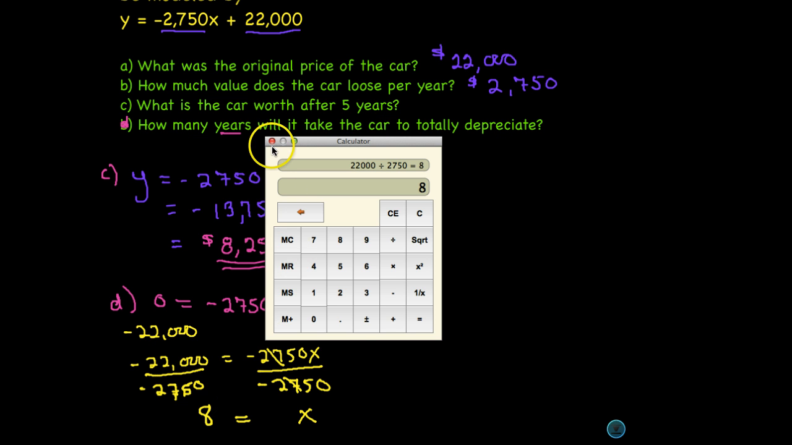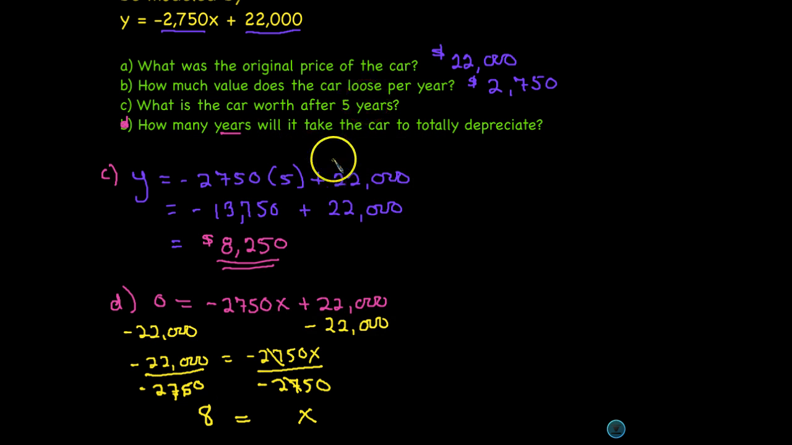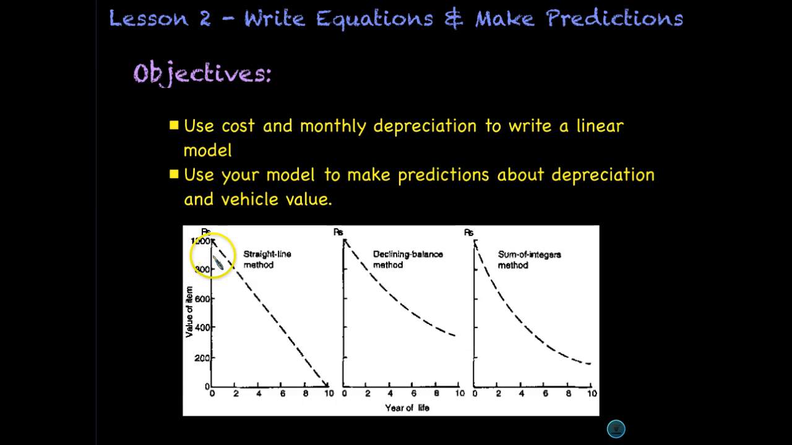So what does that 8 represent? When we're doing problems that represent contextual scenarios, we need to have labels on things. Well, this isn't $8, right? This is 8 years. So the car will depreciate down to 0 after 8 years. If we were to graph this, our graph would go all the way down here, but this would say 8.